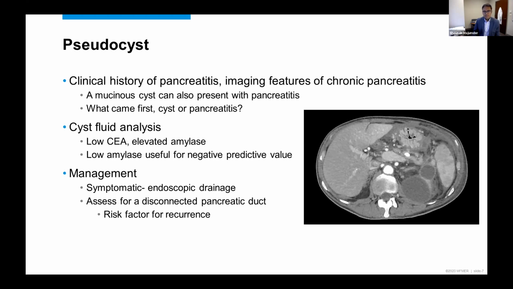When we look at cyst fluid analysis in pseudocysts, they typically have a low CEA and an elevated amylase level. A low amylase level is actually very useful as negative predictive value for pseudocysts. And the management in most cases when symptomatic is endoscopic drainage. And as a part of that management, we assess for a disconnected duct. You saw some MRCP images in the previous talk. This is a risk factor for recurrence, so should be recognized at the time of index endoscopic intervention.